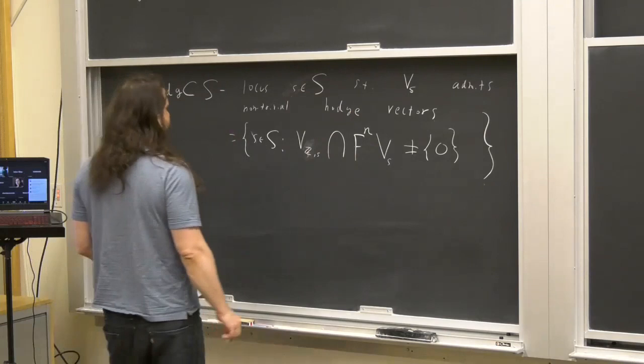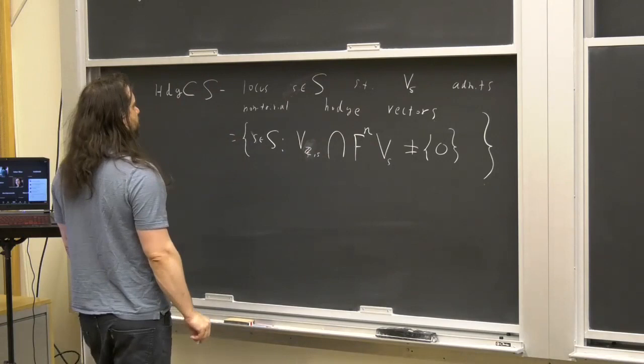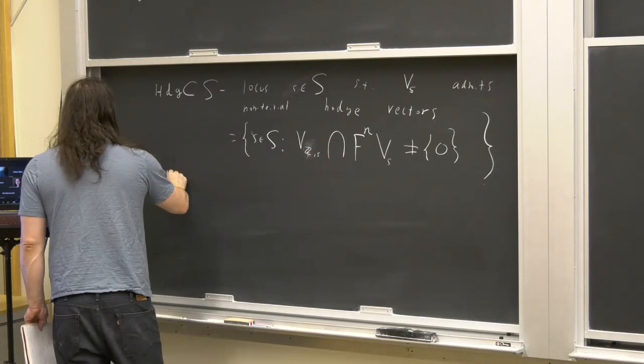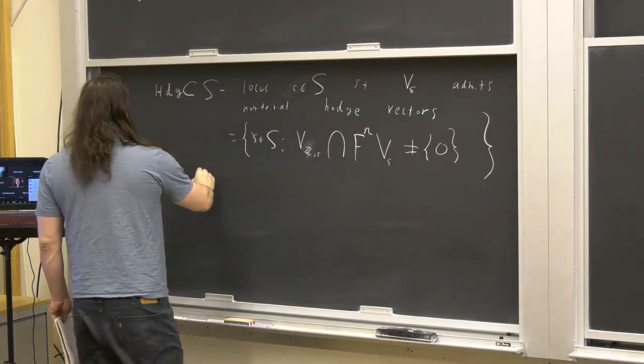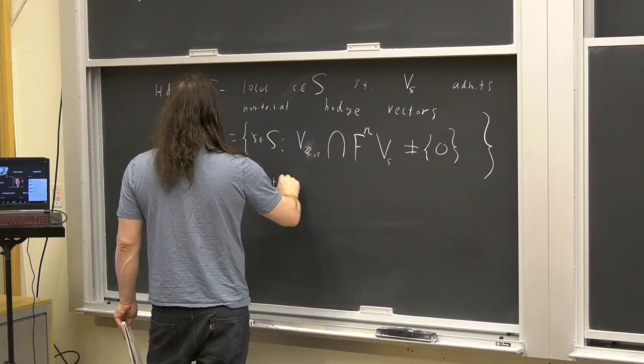Okay, so observations about this set. First of all, if you look at the set, everything here is analytic, this here is discrete, it's countable, it's just a lattice. So this is locally a countable union of analytic sets.